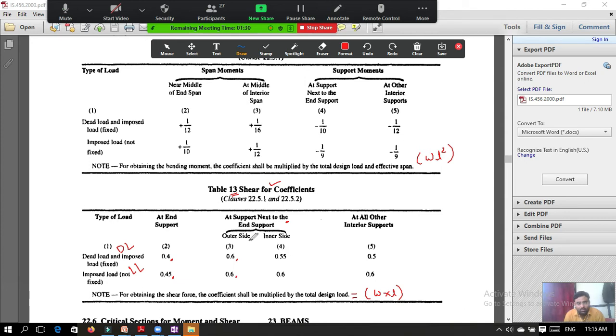Here, outer side and inner side, it doesn't matter. You don't consider the inner side. Okay, you should not take these values in the examination. You always go for the outer side because these coefficients are on the higher side.